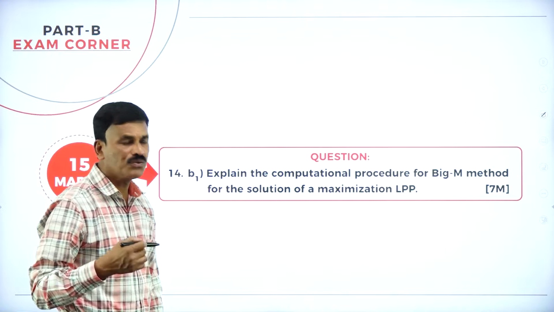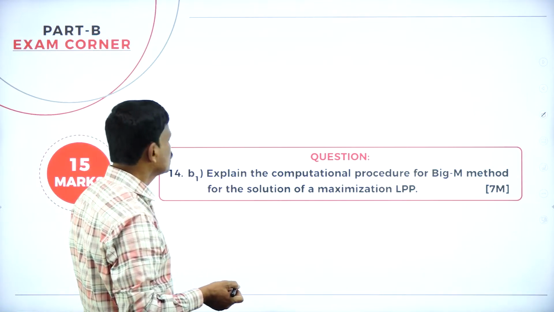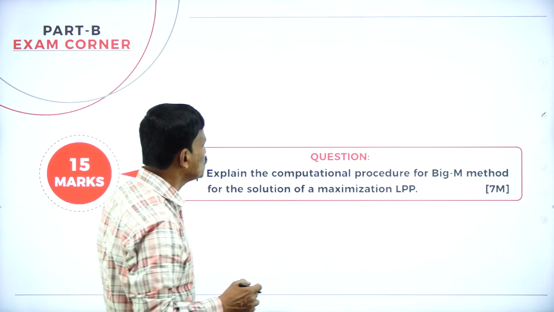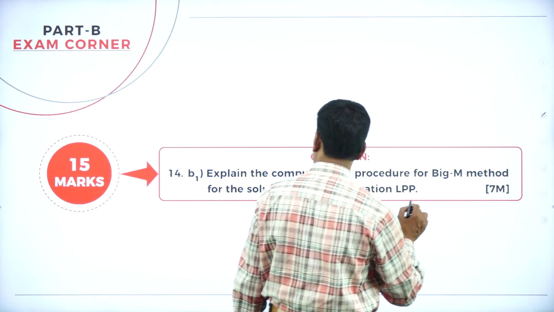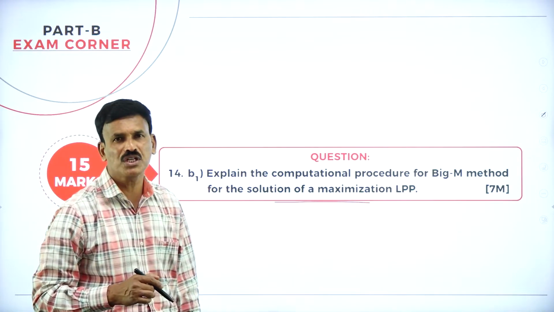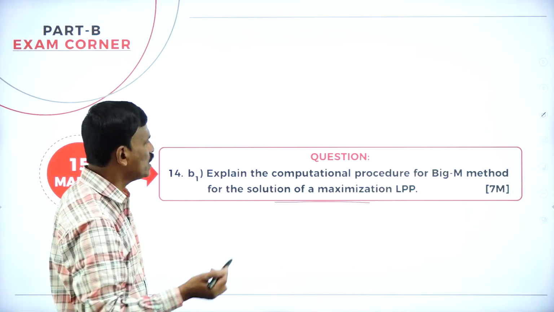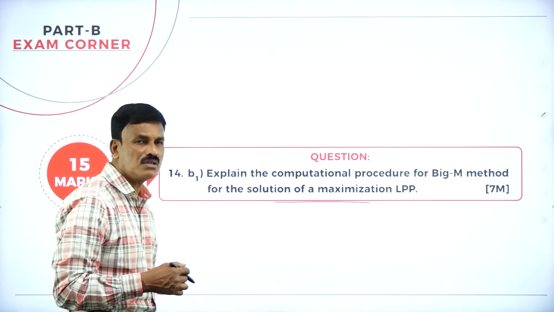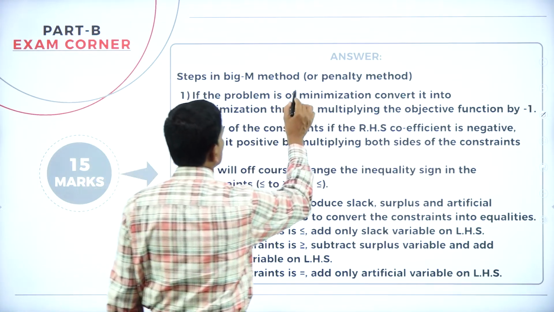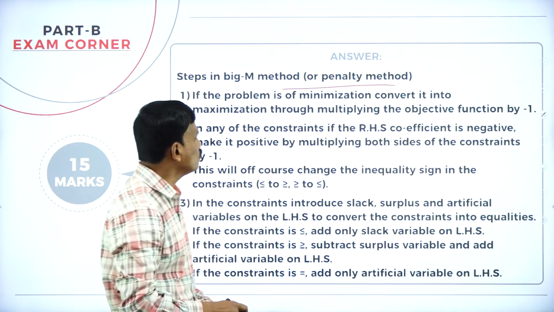So 14, in 14 B1. So the choice for this is B1. Explain the computational procedure for Big M method for the solution of a maximization linear programming problem. Now let me explain the step-by-step procedure to solve LPP using Big M method. Now, steps in Big M method, which is also called the penalty method.